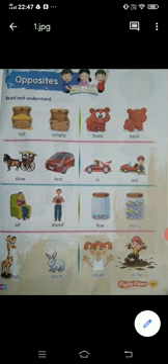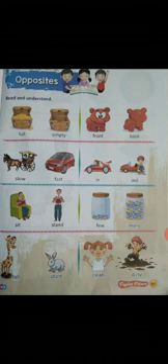Okay children, today we will be starting a new chapter, that is opposites in English. I think you know the opposites, right? So in your English book, page number 65, you have got the opposites. First of all, you have to read all the opposites and you have to learn the spellings, right?